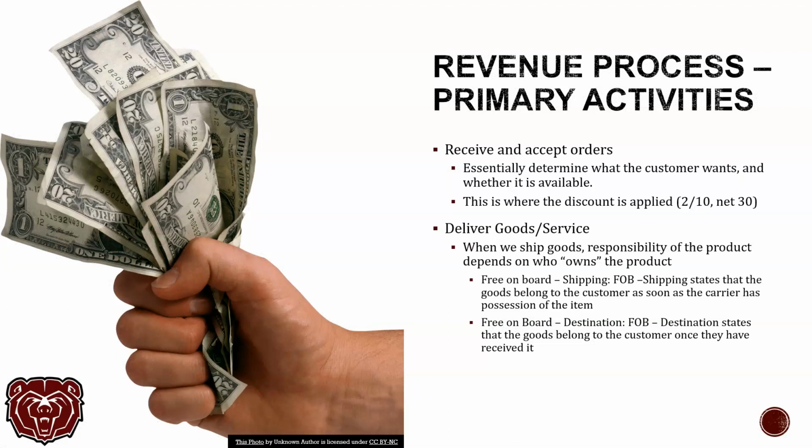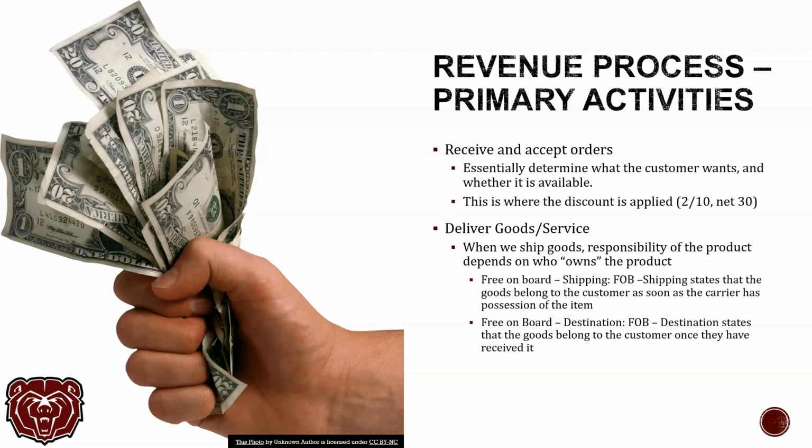So the next part, the next activity we have is that we want to receive and accept the order. So this is, what does the customer want and is it available? Okay. Once we've decided if it's available, we decide where do we get it from? Do we order it? Do we build it? Whatever the case is. And this is where we actually apply the discount, okay, when we receive and accept the orders.